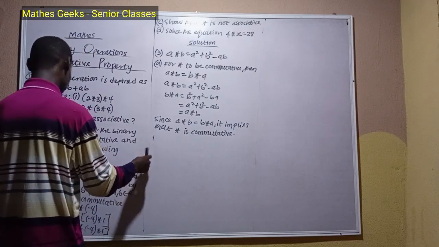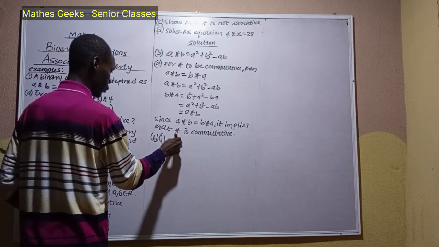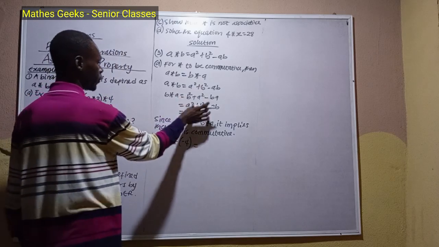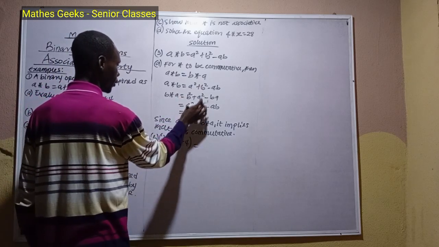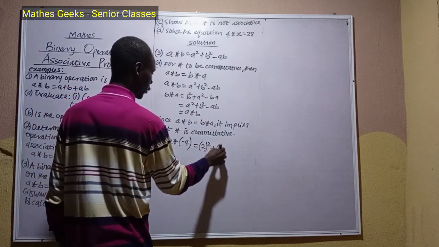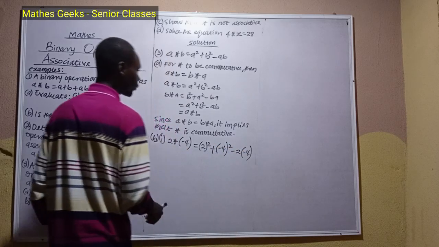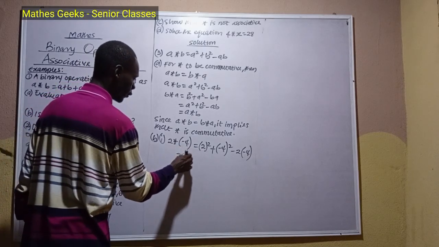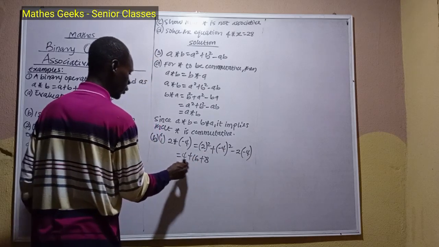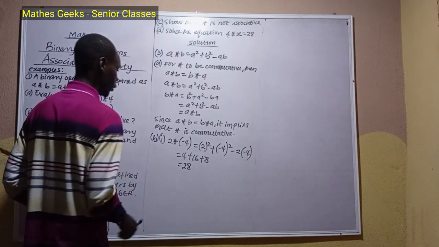Now calculate 2 star minus 4. So in this formula, a is 2 and b is minus 4. So 2 squared plus minus 4 squared minus 2 times minus 4 is 4 plus 16 plus 8, because minus 2 times minus 4 is plus 8. 4 plus 16 is 20, 20 plus 8 is 28.